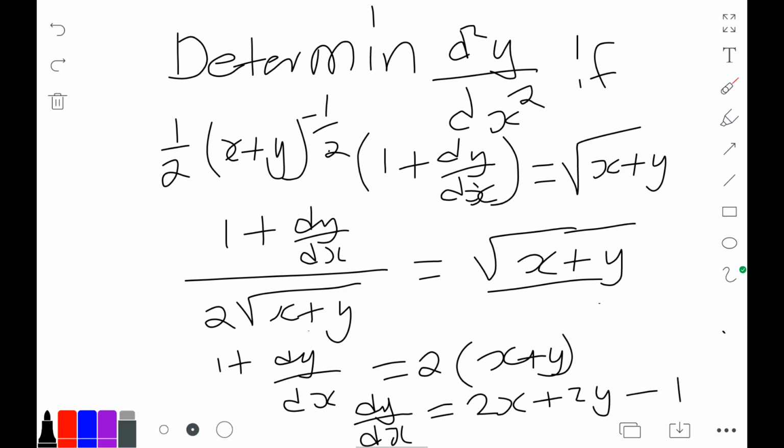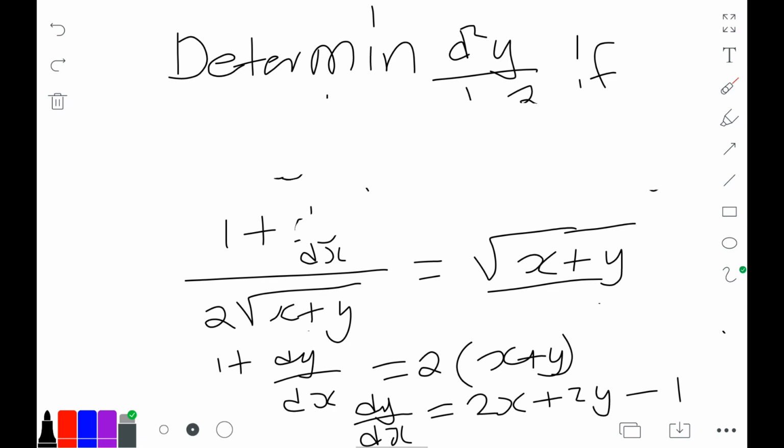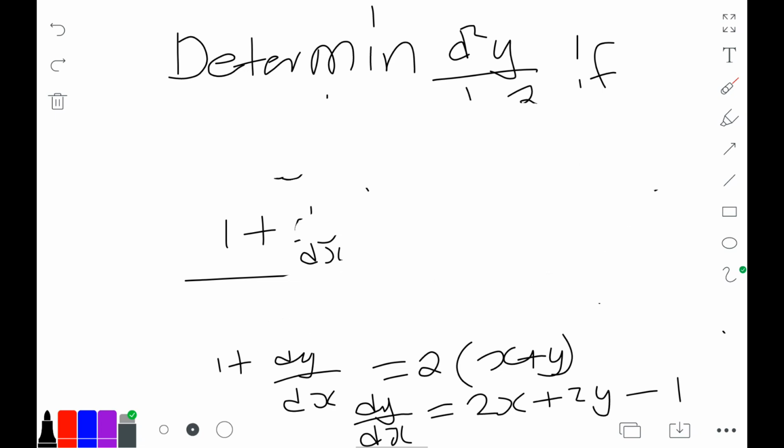So now we have found dy over dx. But the question says we have to find d squared y over dx squared. So I'm going to erase this part so that I can have a board to write on, because my board is too small. Now I have erased this part.